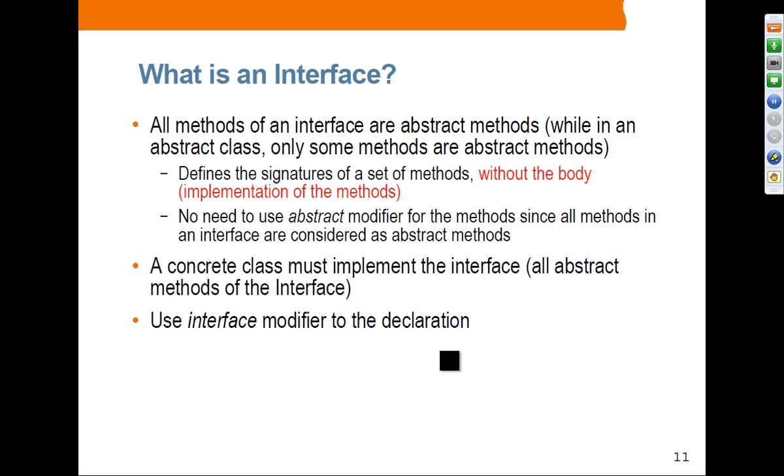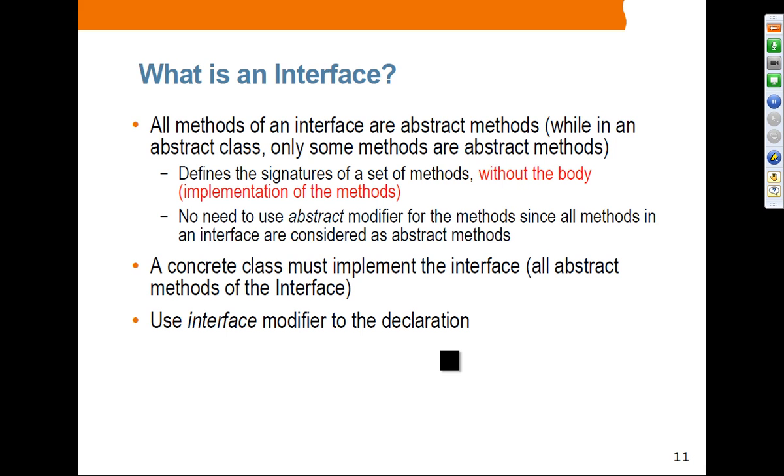We have learned the abstract class and abstract method, right? In an abstract class, only a subset of the methods are abstract methods, while in an interface, every single method is an abstract method. So basically, you are going to define a set of abstract methods without the body, code block, or implementation of the methods. Because in an interface every method is an abstract method, you don't have to specify the abstract modifier for those methods, even though you could. But you don't have to.